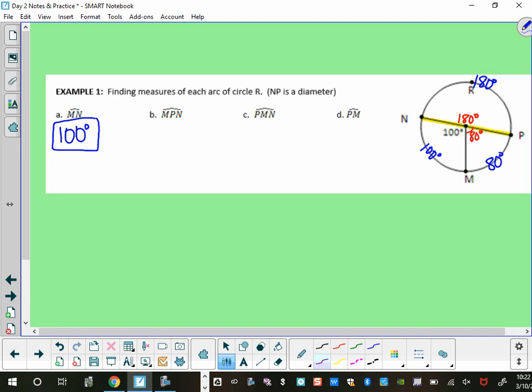All right, the measure of MPN. So I'm going to start at M, I go to P, and I go over to N. So from M to P is 80 degrees. From P to N is 180. So what'd you get, Michael? 260. 260, good. What Michael did was he just added them up.